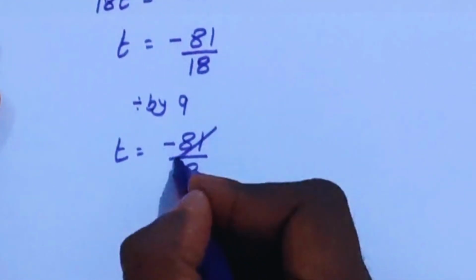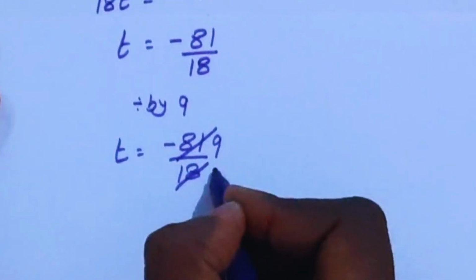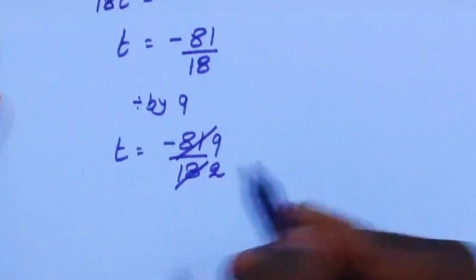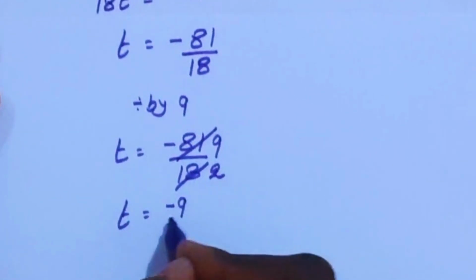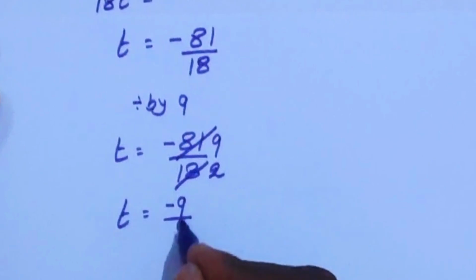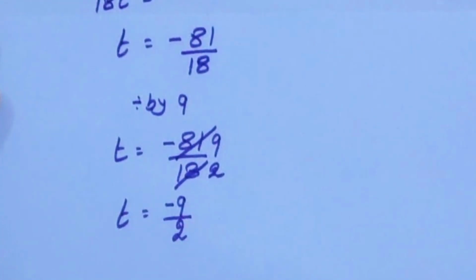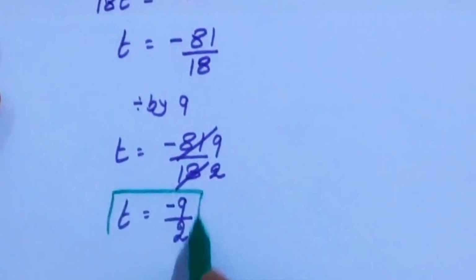81 by 18. Here it is 9 times, here it is 2 times. Now t equal to minus 9 by 2. This is the t value.